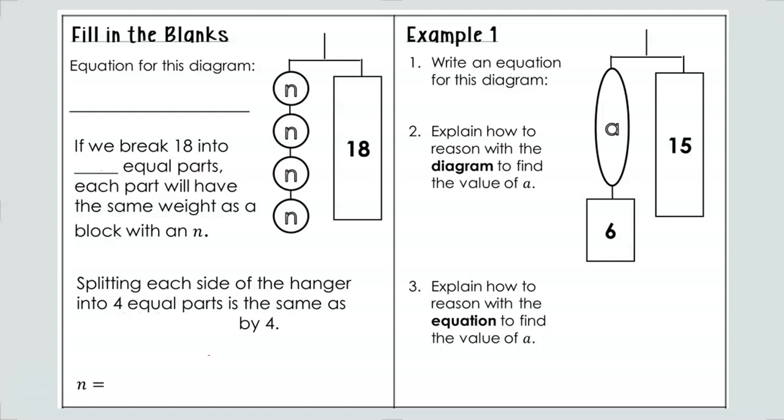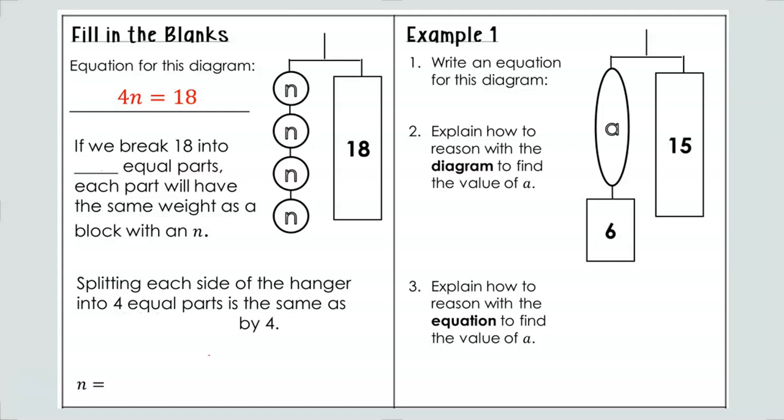Equation for this diagram. If we look at this diagram, we see that we have 4 n's hanging on one side and the 18 on the other. This means we're going to be multiplying the n's, so we'll have 4n equals 18.